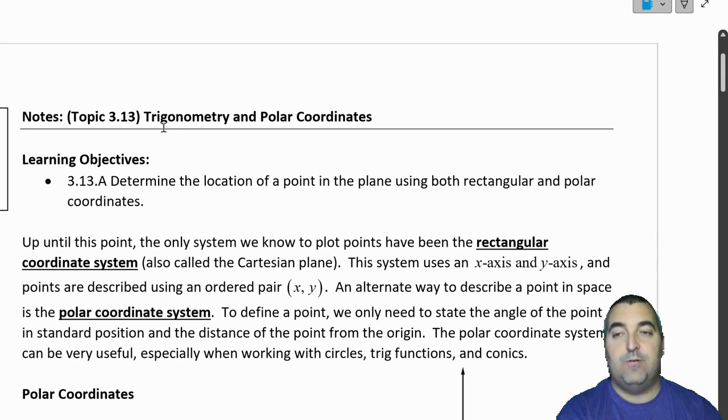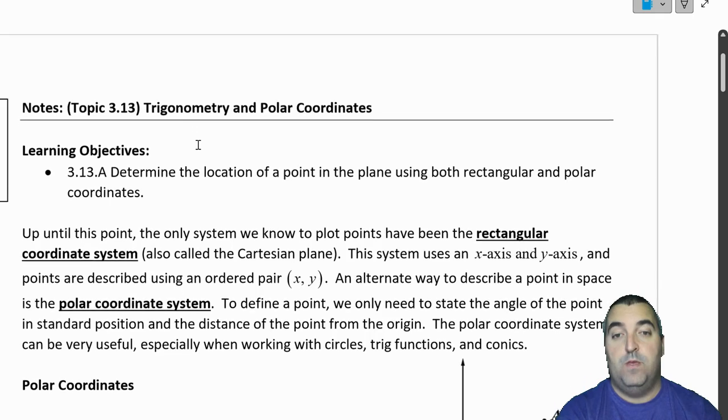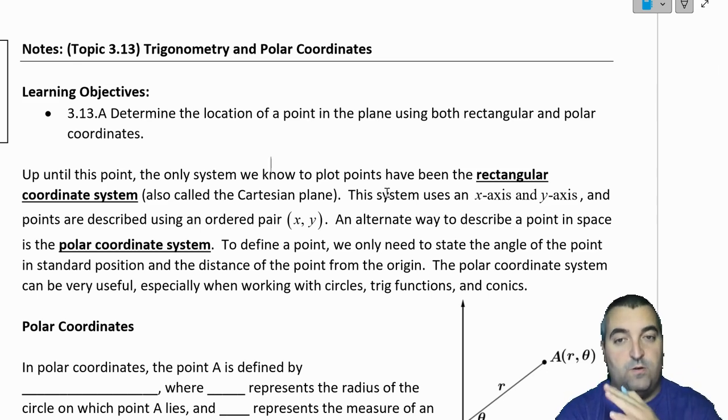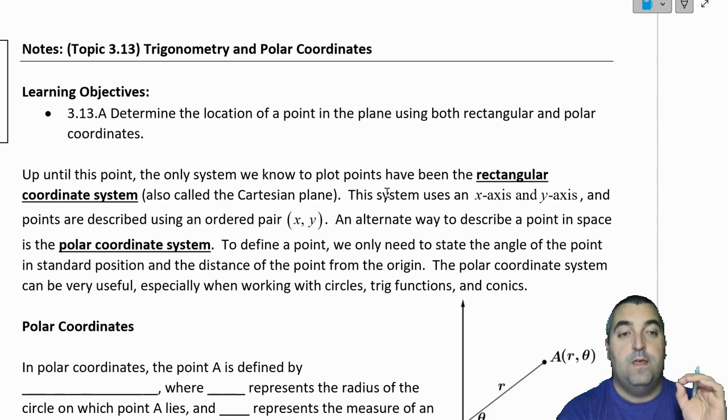Today we are talking topic 313, which is trigonometry and polar coordinates. As it says, up until this point, you've only been doing the rectangular coordinate system, also known as the Cartesian plane, where we have an x-axis, a y-axis, and our coordinate points are x's and y's, where horizontal distance is our x, vertical distance is our y.